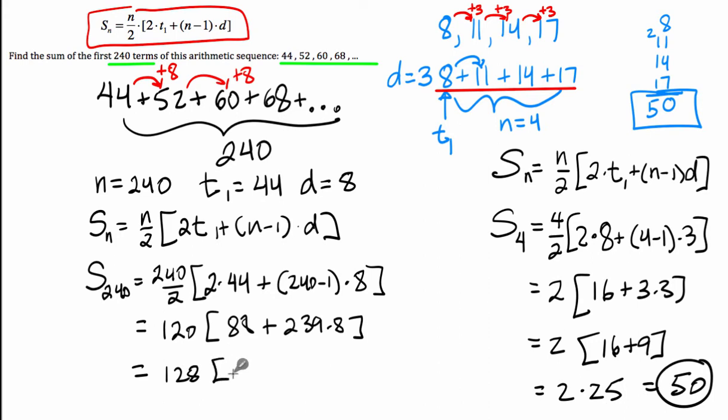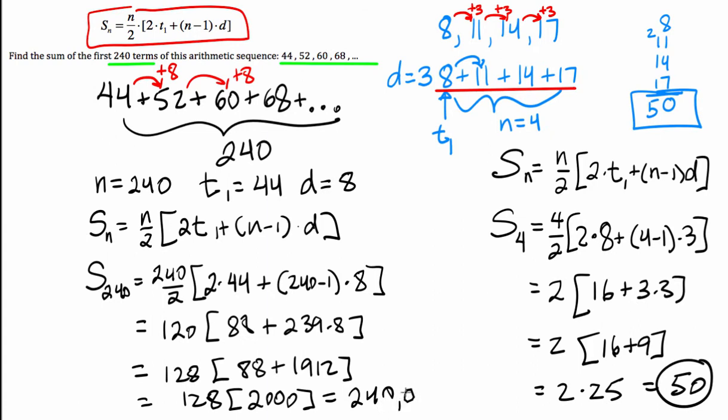120 times the quantity 88 plus 1912. 120 times the quantity 2000 equals 240,000. That is the 240th partial sum of this arithmetic series.